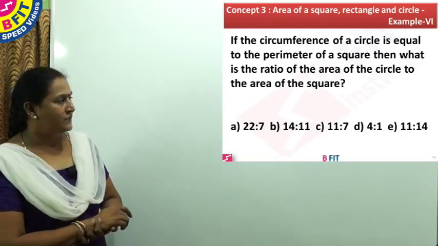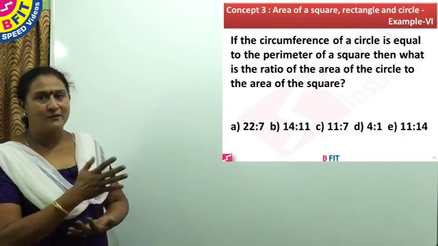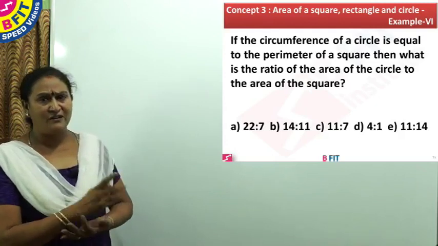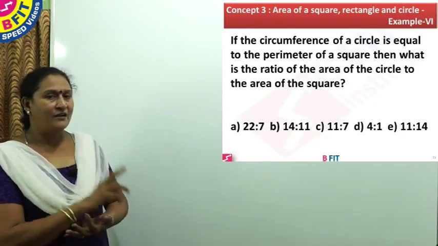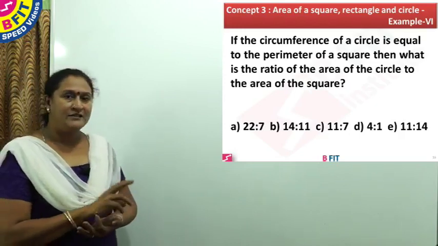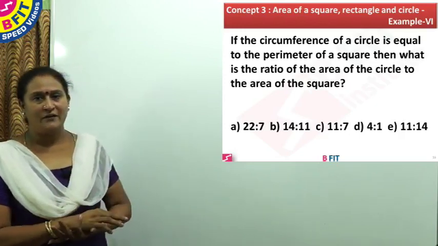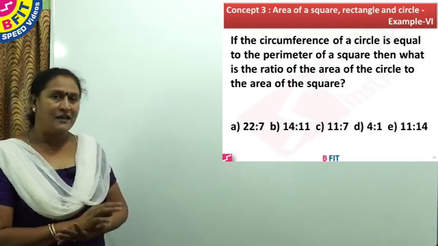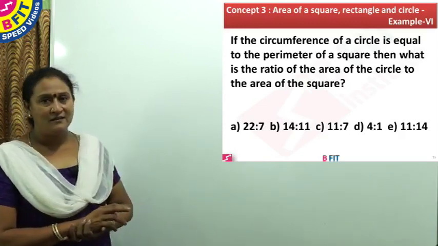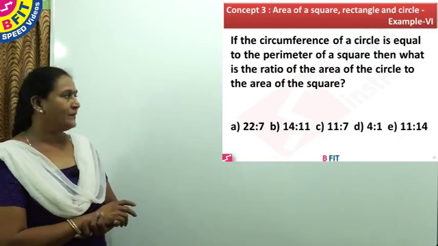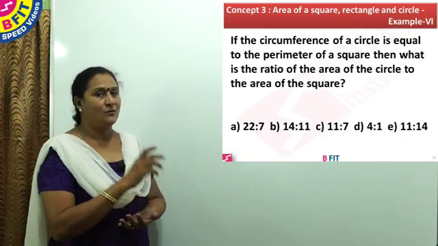In the answers we have the first part more than the second part in all options. So the circle area will be maximum. If we have confusion between, say, 14 and 11, whether it is 11 is to 14 or 14 is to 11, we can directly choose option B, because the circle area will be greater than the area of the square when circumference and perimeter are the same. Now we'll see what the required ratio will be.